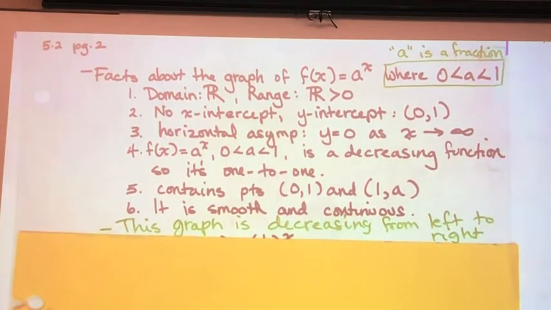We once again don't have any x-intercepts. Our y-intercept is (0, 1), just as before. And our asymptote is also y equals 0. If f of x is equal to a to the x power, right, and it's a fraction, it is a decreasing function, so it's one-to-one. It's basically exponential decay. So if a is a whole number, it's going to be growth. If it's a fraction, it's going to be decay. It's smooth and continuous, and this graph is decreasing from left to right. Okay? So take a moment and copy that down. And then let's look at this graph.